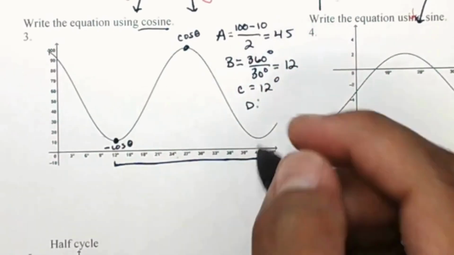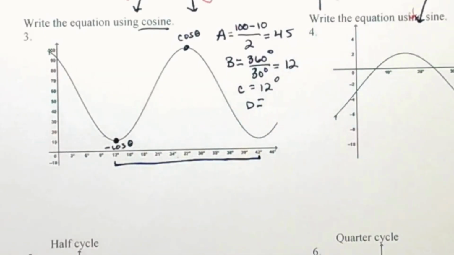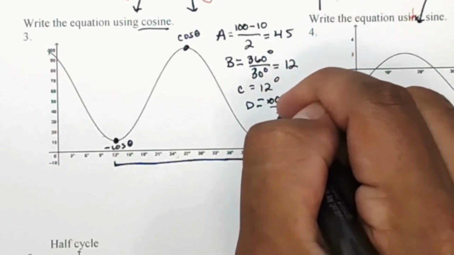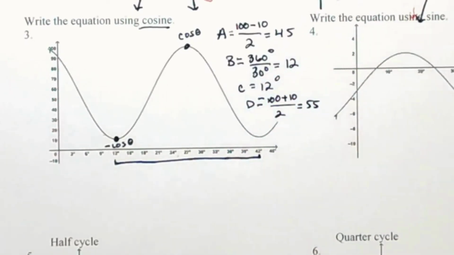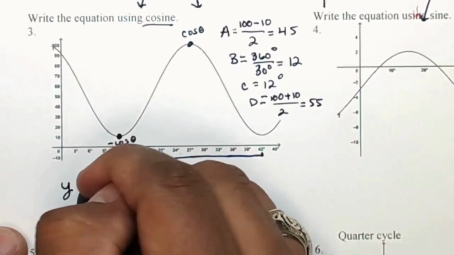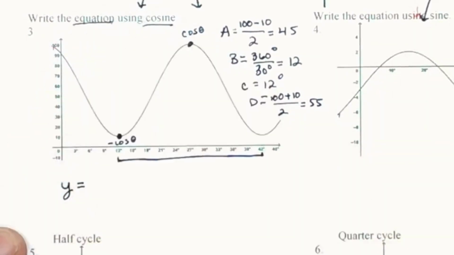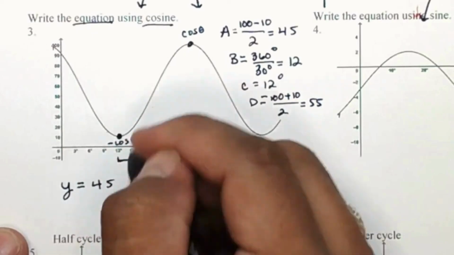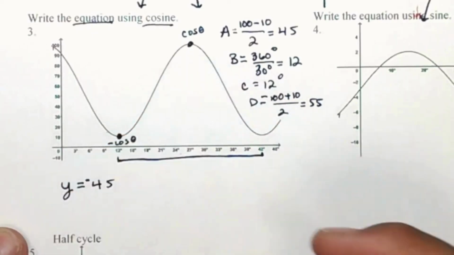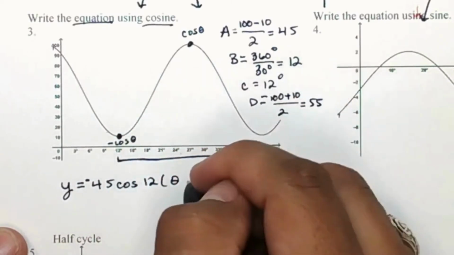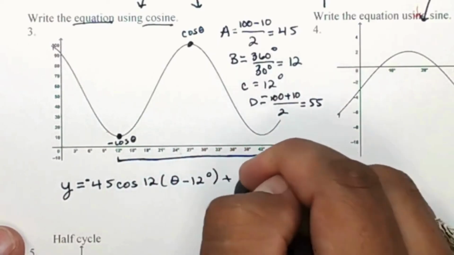Finding our value of D is finding the middle. In order to find the middle, we find its average. So we take the maximum plus the minimum and divide it by 2 and get 55. So notice that C is the only thing that's in degrees. So my equation would be y equals our A value 45, and we're starting down here, so it's going to be a negative 45 cosine B theta minus C plus D.